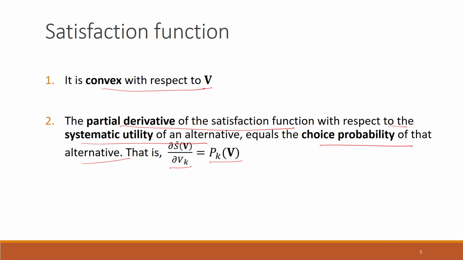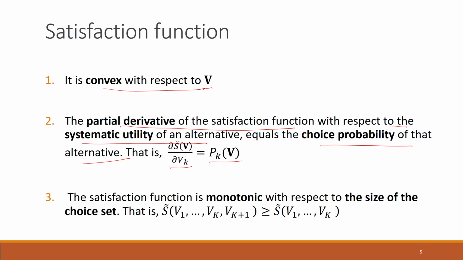So this property connects how the choice probability is connected with the satisfaction function. And the last property is that the satisfaction function is monotonic with respect to the size of the choice set. What does that mean?